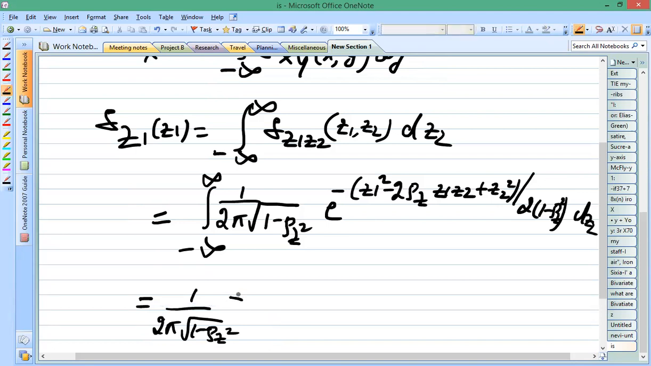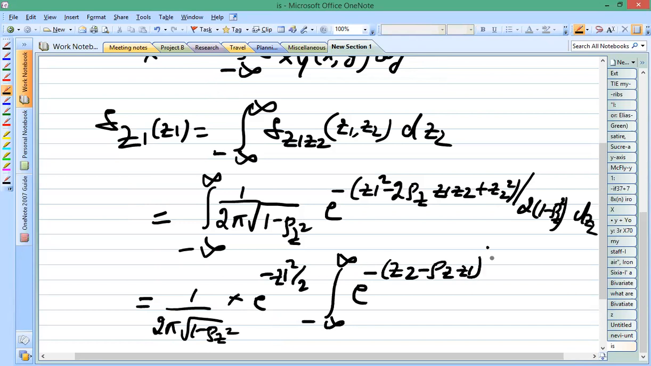And here, e to the power minus z1 square by 2, integration minus infinity to plus infinity, e to the power minus (z2 minus rho z z1) whole square divided by 2 into (1 minus rho z square), which has to be integrated with respect to dz2. Whenever you multiply e to the power minus z1 square by 2 with the exponential term here, it results in the same equation as in the second line. So that doesn't make any difference.